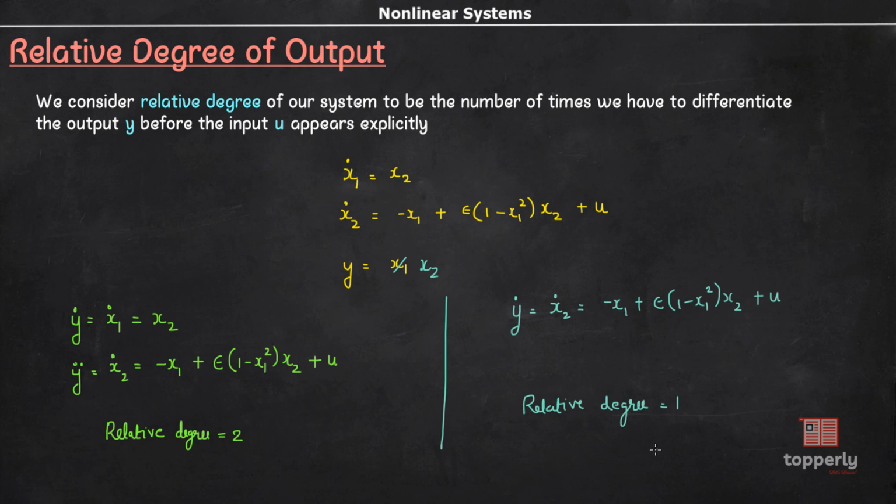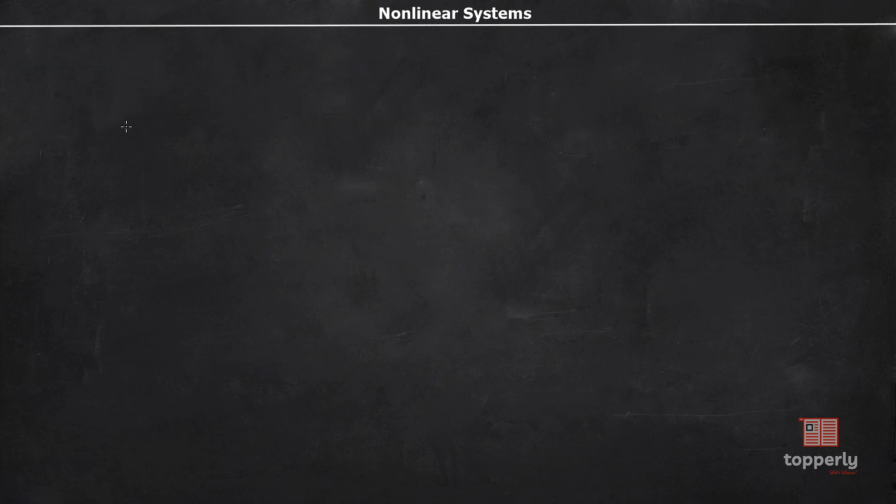However, relative degree may not always be well defined. For instance, consider the system x1 dot equal to x1 and x2 dot equal to x2 plus u and output y equal to x1. Calculating the derivative, y dot equal to x1 dot and x1 dot equal to x1, which is again equal to y only, right? Let's differentiate again.